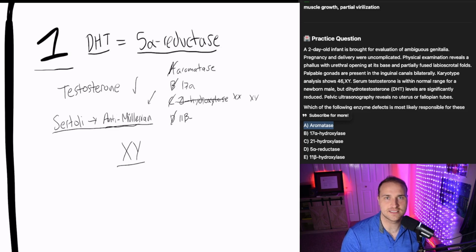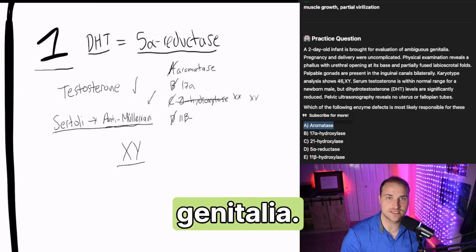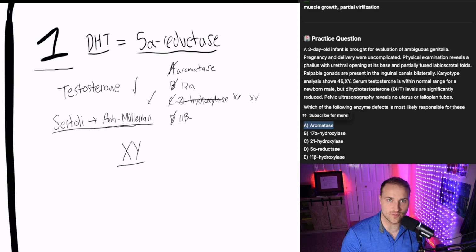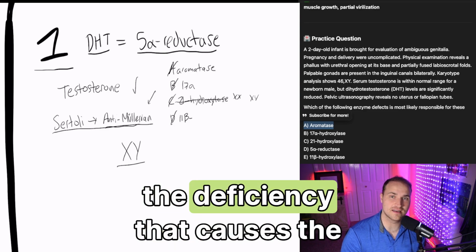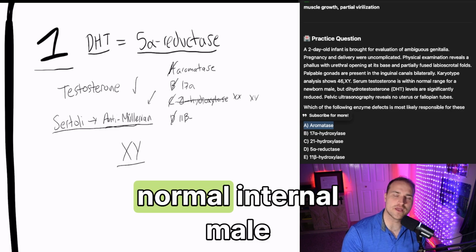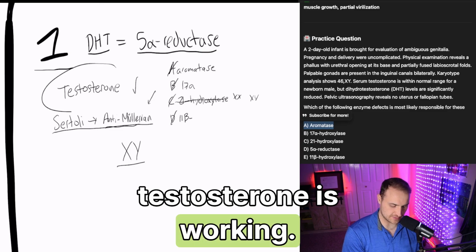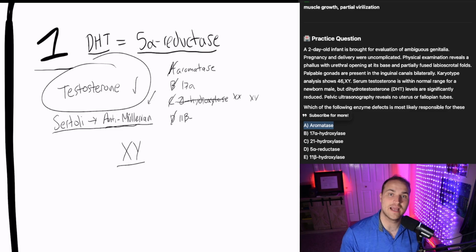So on test day, you'll see a newborn boy, normal testes, no uterus, but ambiguous genitalia. The testosterone levels will be normal, but the DHT is low, and that points to the deficiency that causes the DHT, which is 5-alpha reductase. And so really look out for the normal internal male structures, which means testosterone is working. That's super key for this question. And then if you have ambiguous external genitalia, that means DHT is not. So then you put those clues together and you go, boom, 5-alpha reductase deficiency, and that's all there is to it.